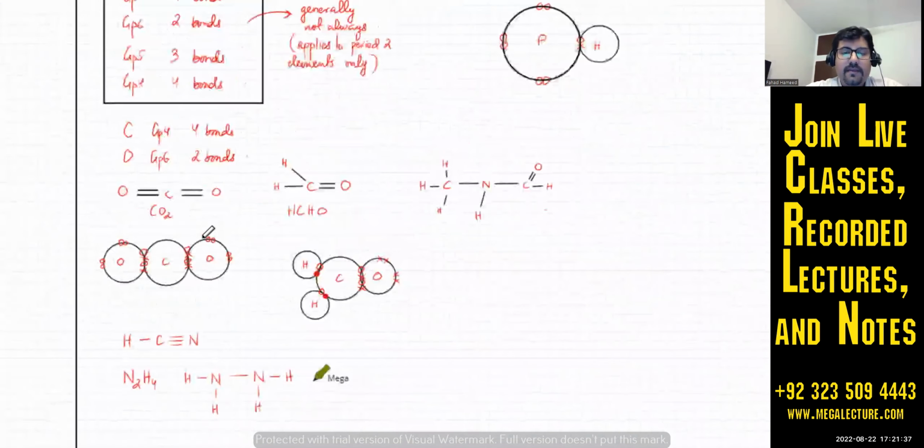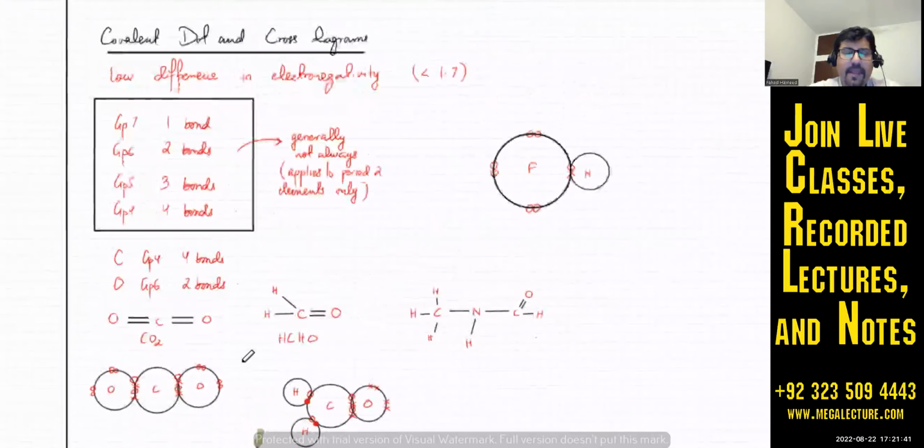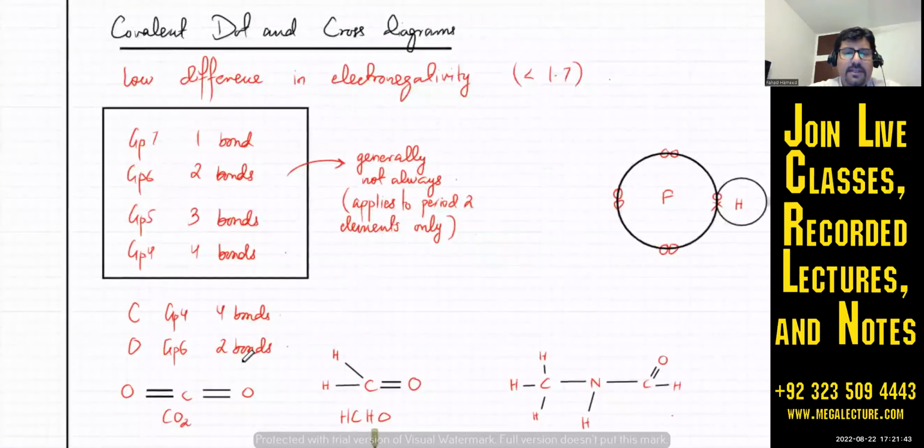Slightly, you're clear enough, you can make the dot and cross diagram, right? Now the issue is that I told you it applies to group 2 elements only.